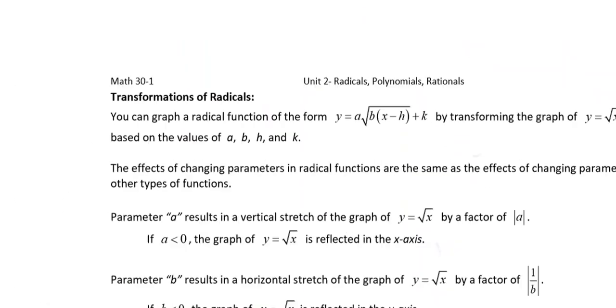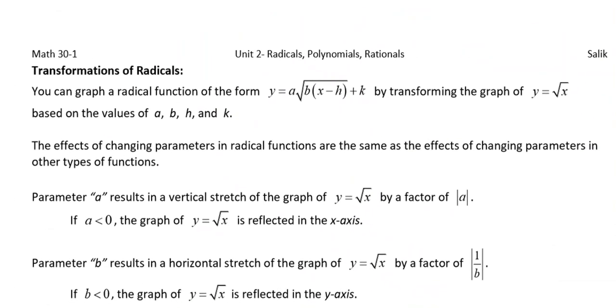So on the next page here, this should all look really familiar. Transformations of radicals. We have it written out with the square root, but this actually isn't anything new. This is just the formula on your formula sheet there, right? This is just y is equal to a f of, what was that written there again? I think it was square bracket, B x minus h, plus k, right? That's the same thing.